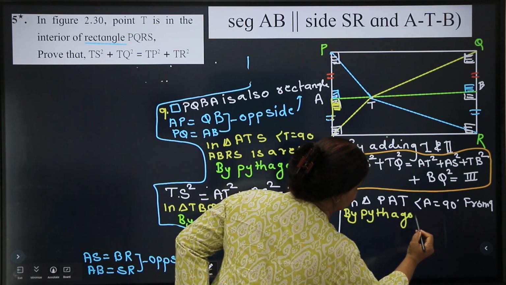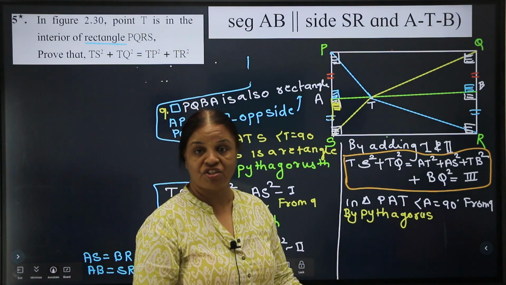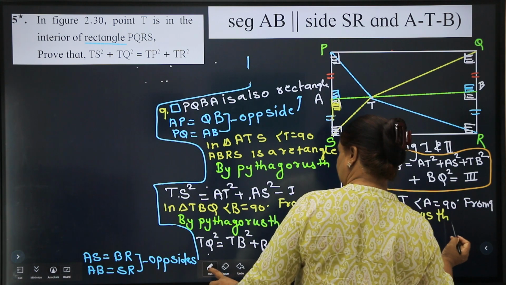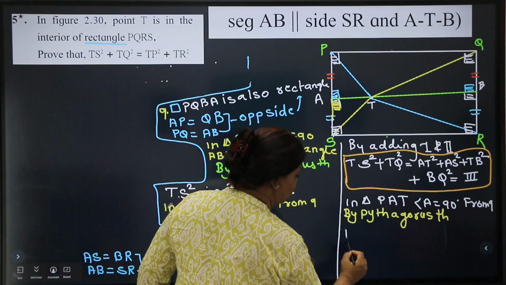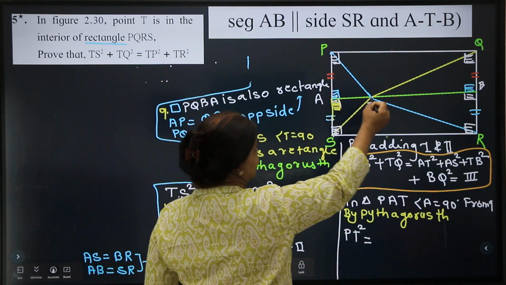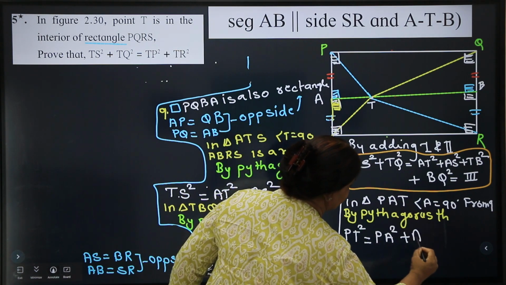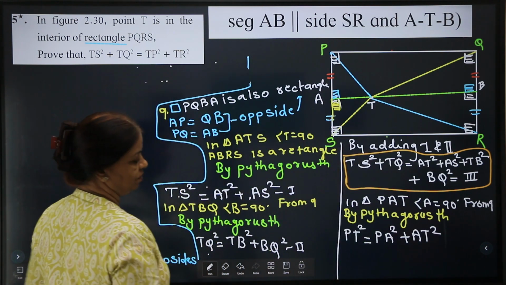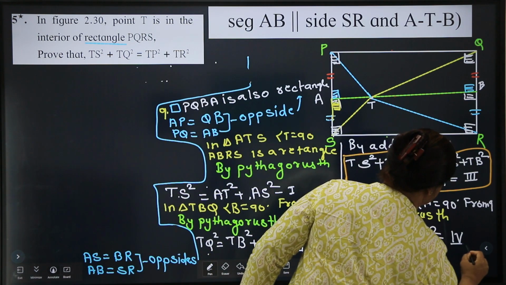you need to write all these children because to get marks, otherwise you won't get marks if you do not mention by which theorem you are using it. By Pythagoras theorem we will get PT square, this is the hypotenuse. So, PT square is equal to PA square plus AT square. I wanted PT square, I got it. This is my fourth statement.